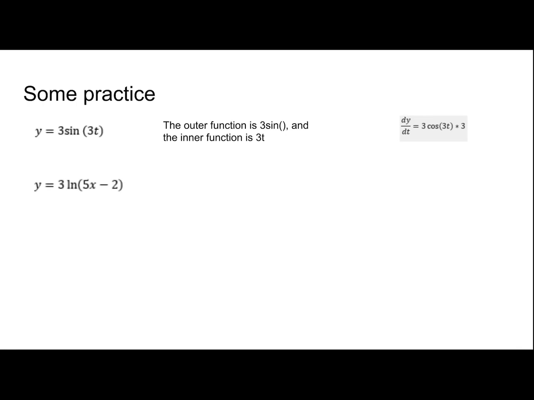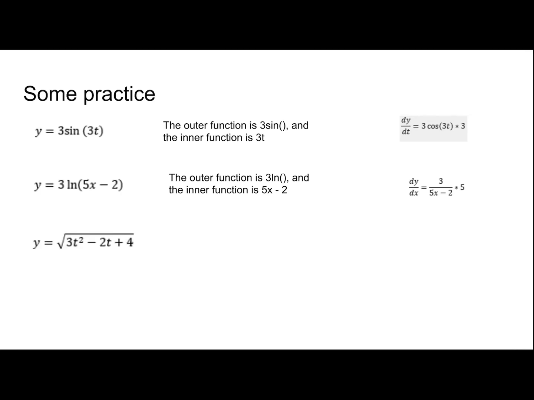Question 2, y equals 3 ln of (5x - 2). In this case, the outer function is 3 ln, and the inner function is 5x - 2. The derivative will simply be the derivative of the ln, which is 1 over (5x - 2), times the 3. Then we need to multiply by the derivative of the inner function. The derivative of 5x - 2 is just 5. So we get 3 over (5x - 2) times 5, which is simply 15 over (5x - 2).